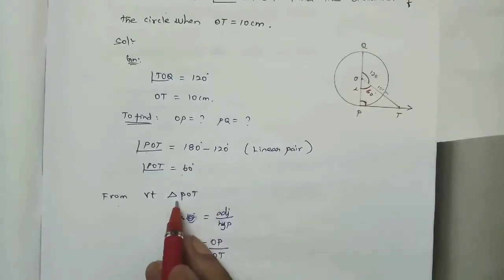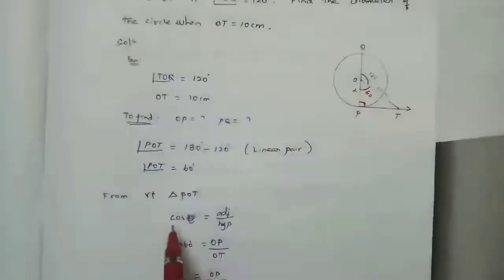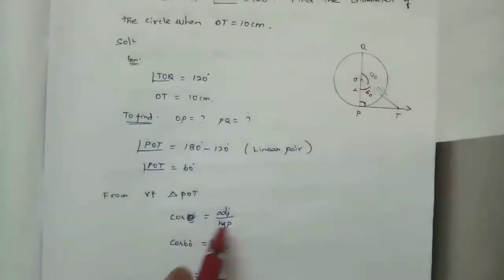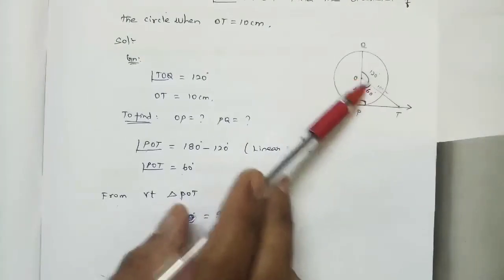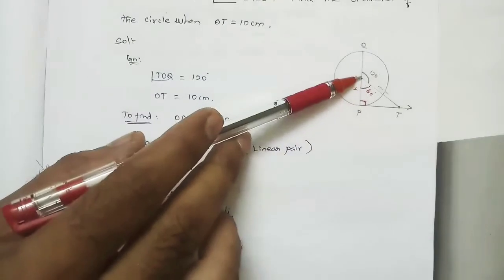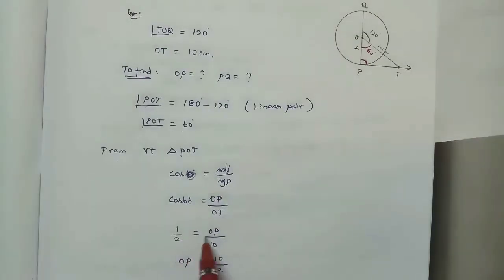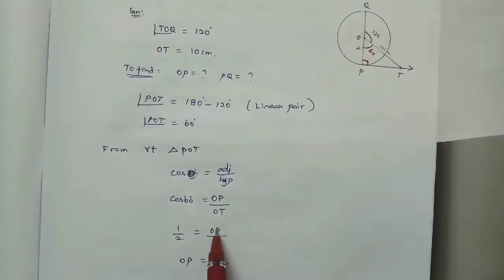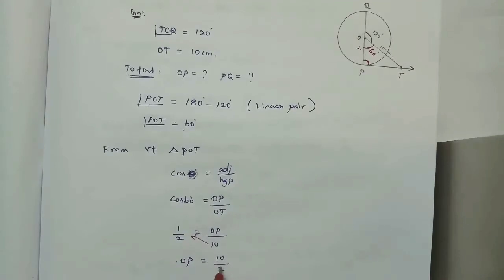Then from right triangle POT, right angle at P, cos theta is equal to adjacent by hypotenuse, right? Here theta is 60 degree. So cos 60 degree is equal to OP by OT. Adjacent is OP and hypotenuse is OT. The value of cos 60 is 1 by 2. So 1 by 2 is equal to OP divided by OT, which is 10 centimeter. Substituting, OP divided by 10, taking this 10 to the LHS, OP is equal to 10 by 2. Simplify, so OP is equal to 5 centimeter.